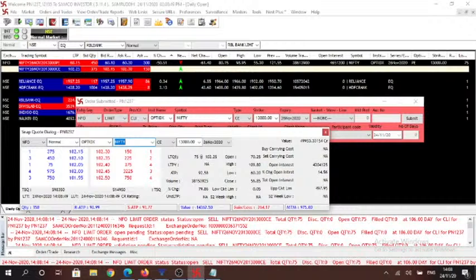Stop loss in Indigo has been hit, so we don't have any position in Indigo, and we just have one position in RBL Bank right now in terms of stocks.